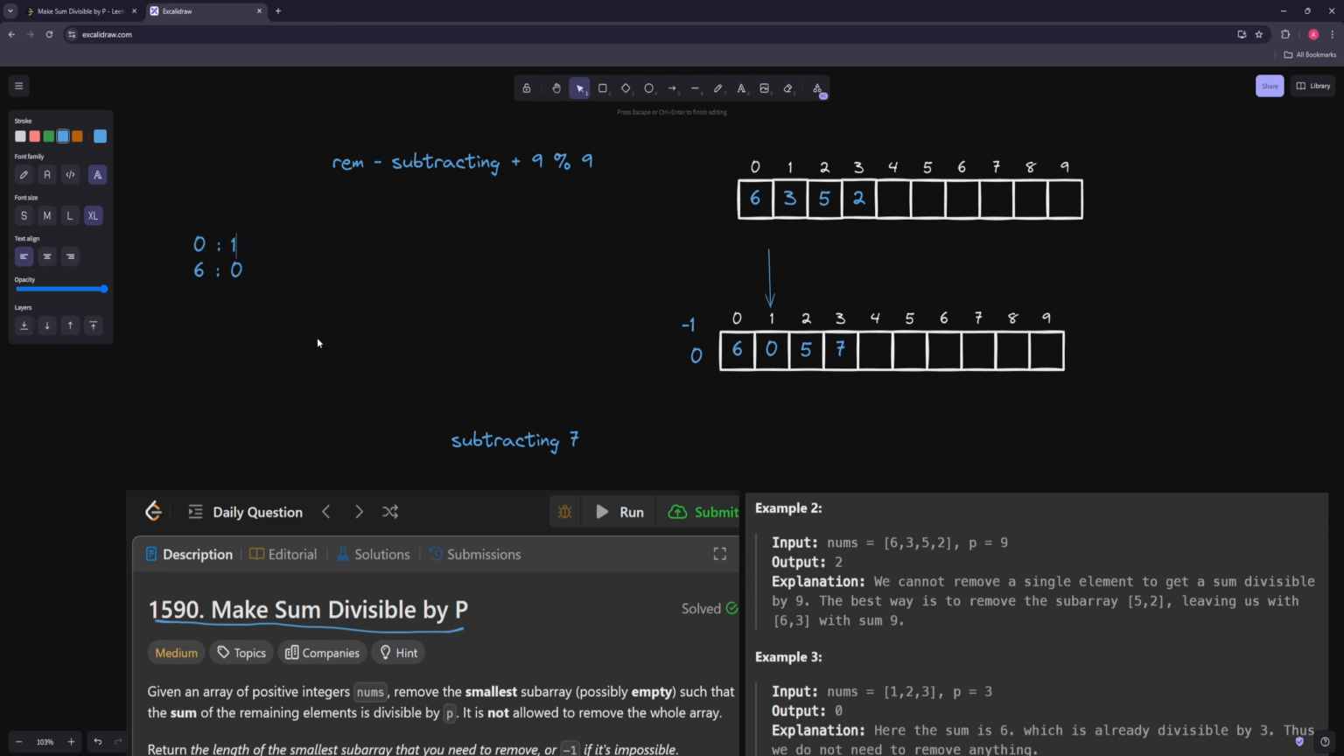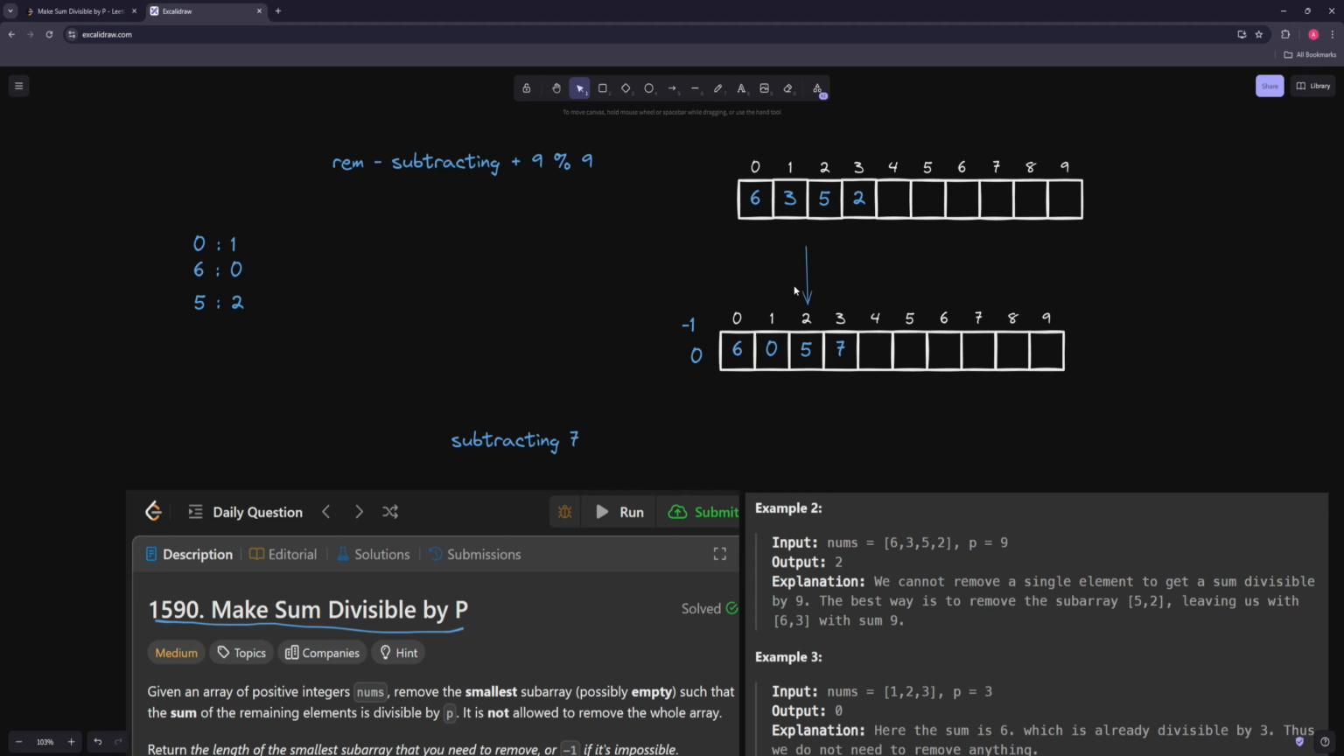Now we're going to be over here. We still don't have any matches for anything we care about. Okay, now over here, so we have a 5. So this will basically be 5 minus 7, which is -2 plus 9, which is 7. So we're looking for a 7. Do we have a 7? No, we don't. So because we don't have a 7, same thing. We're just going to store this thing at index 2.